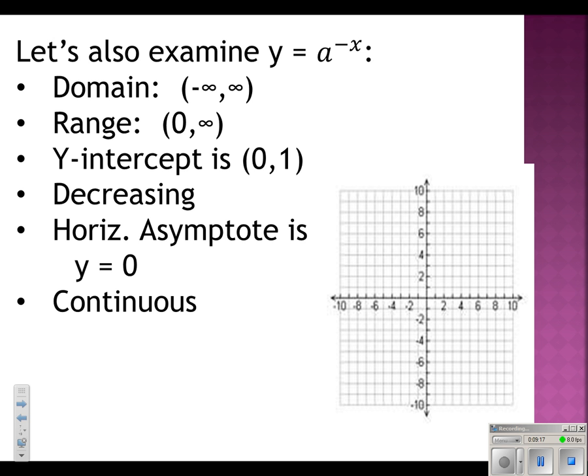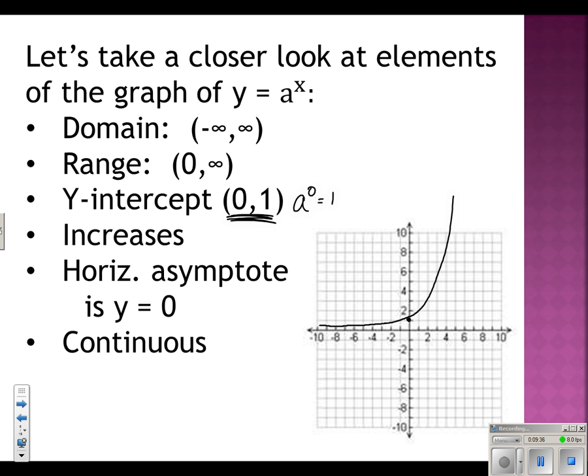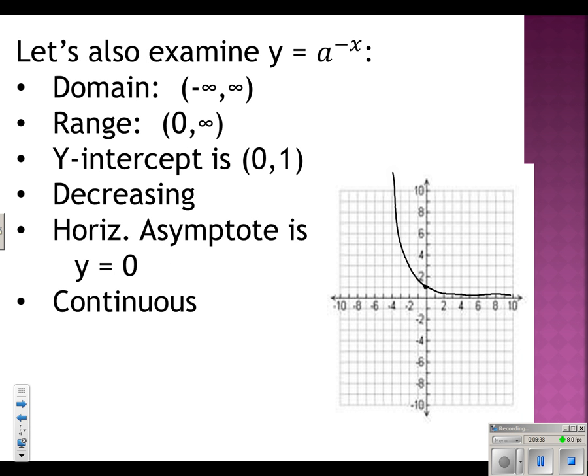So with our intercept still here, we're going to be coming closer and closer to that y equals 0 line, but again never meeting it. But since it's a reflection on that y-axis, it's going to go up on this side. Notice how these two functions, this one and this one, are reflections of each other.